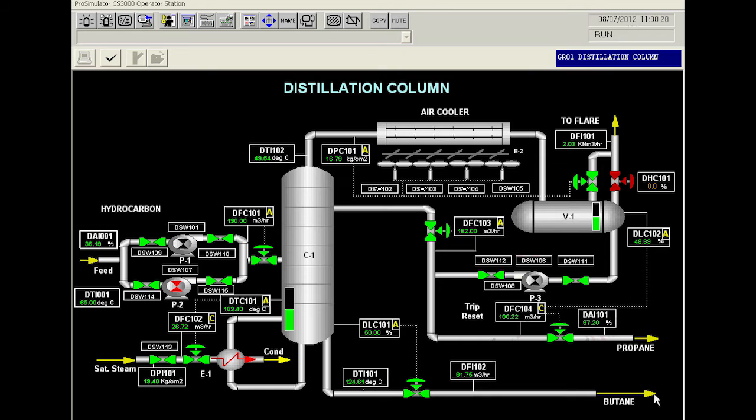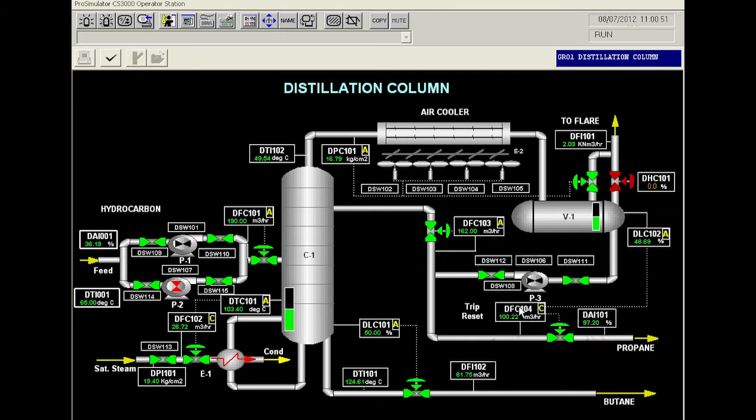A column tray temperature is maintained at 103.4 degrees Celsius. The bottom level controls the bottom flow out to debutanizer. The column top vapor is cooled and condensed by air cooler and collected at the reflux drum. The reflux is sent back to the column by reflux flow controller DFC 103.